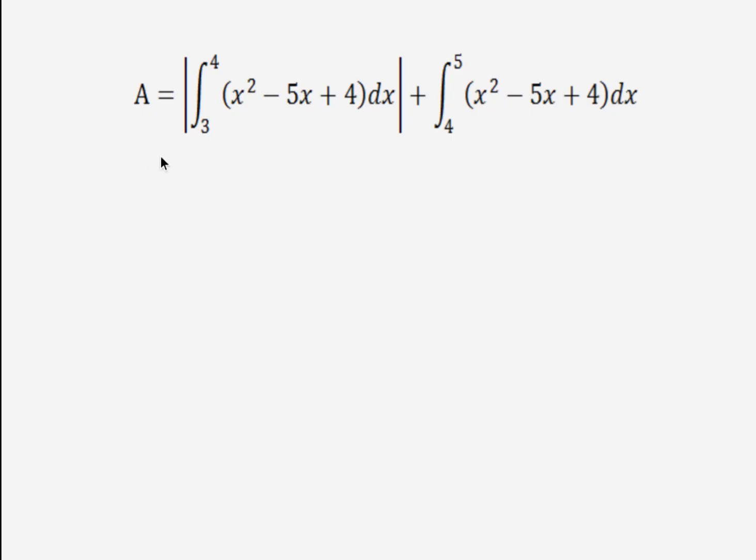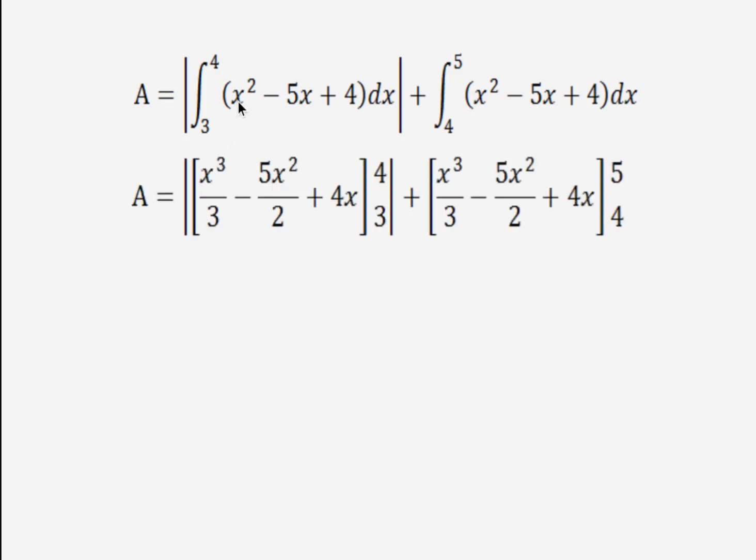The required area will then be the area of the region below the x-axis plus the area of the region above the x-axis. As I've already said, we need to take the absolute value of the integral from 3 to 4 of the quadratic function, because that integral will be negative due to the fact that the area lies below the x-axis. And so proceeding to integrate the quadratic function x squared minus 5x plus 4 with respect to x, we have x cubed over 3 for the integral of x squared, minus 5x squared over 2 for the integral of 5x, plus 4x for the integral of 4 with respect to x.